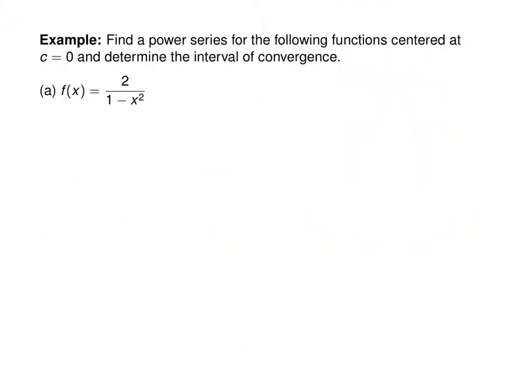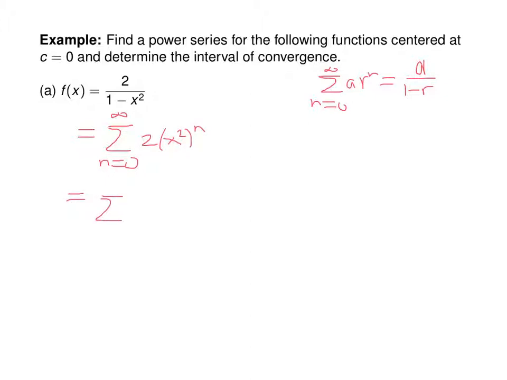Alright, this one, so same kind of idea. So we have the sum from n equals 0 to infinity of a r to the n is a over 1 minus r. In this case, the a will be 2, so this will equal a sum from 0 to infinity, 2, r is x squared to the n. So that's the sum from n equals 0 to infinity of 2 times x to the 2n.